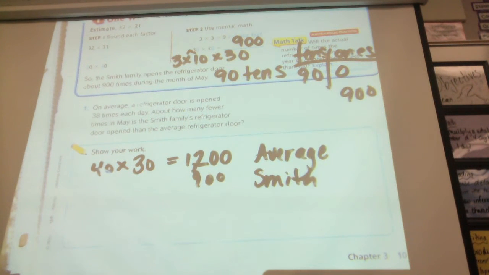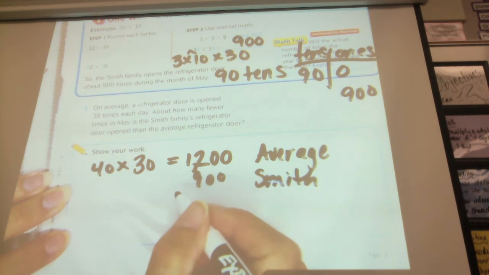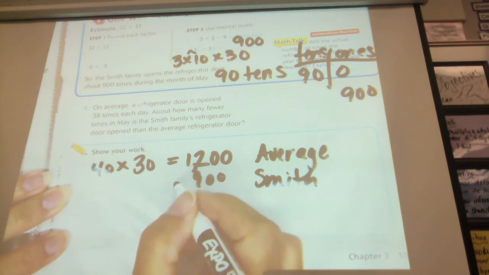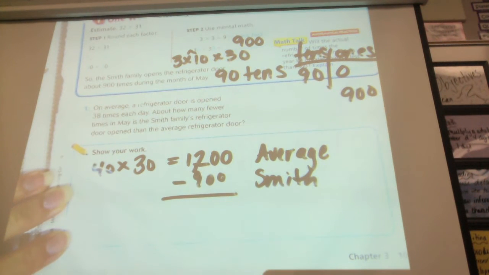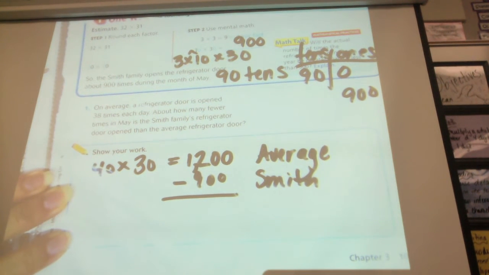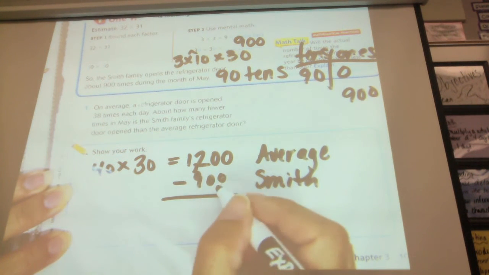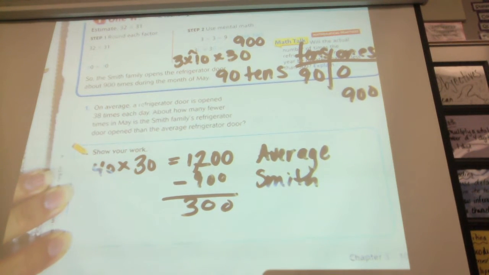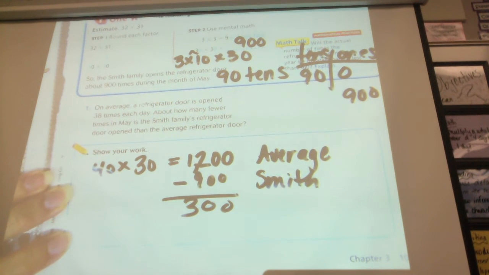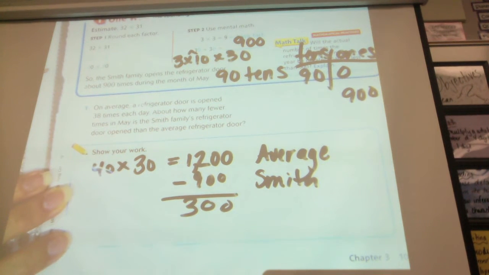Most people would be about 1,200. The Smith family is about 900. How am I going to find out how many fewer times they were? Only about 5 of you know. What am I going to do, class? Subtract. We're subtracting. We're not finding a total. We're finding out how many fewer. Fewer gives you a clue, because fewer is going to be a lower number. Okay? So then I'm going to subtract. That's the answer. The Smith family opens a refrigerator about 300 times fewer than the average family.